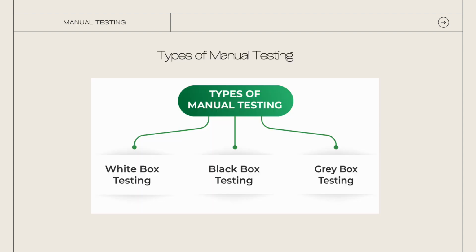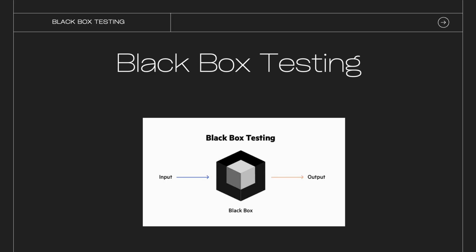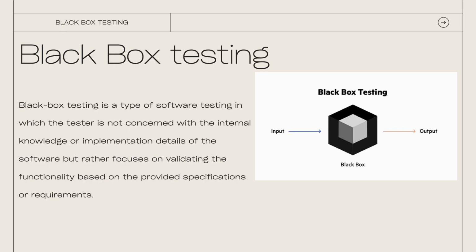First, let's have a look at manual testing. There are three types of manual testing: white box testing, black box testing, gray box testing. Let's begin our exploration with black box testing. Black box testing is a fundamental approach in manual testing. Here, the tester focuses solely on validating the functionality of the code.